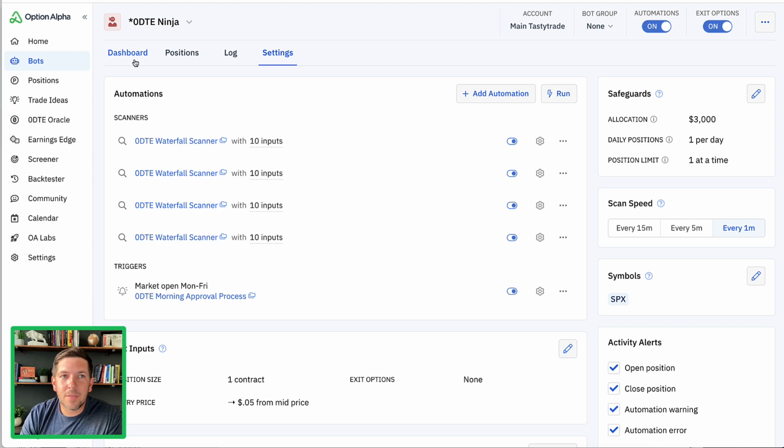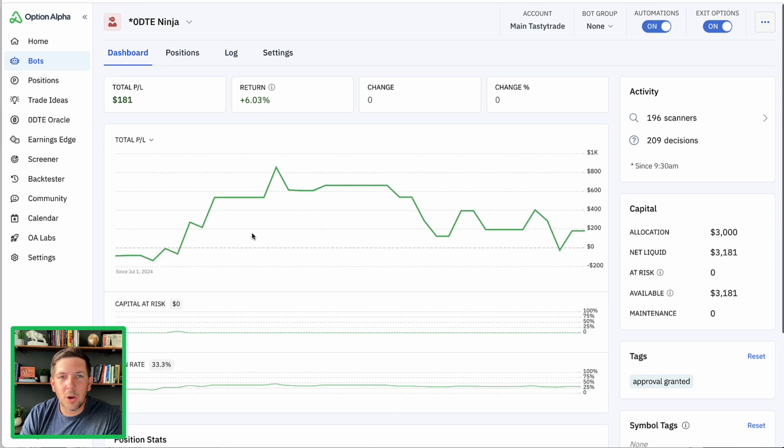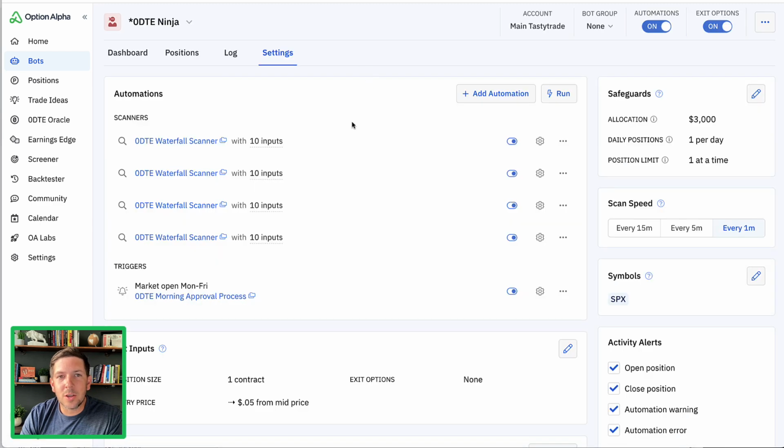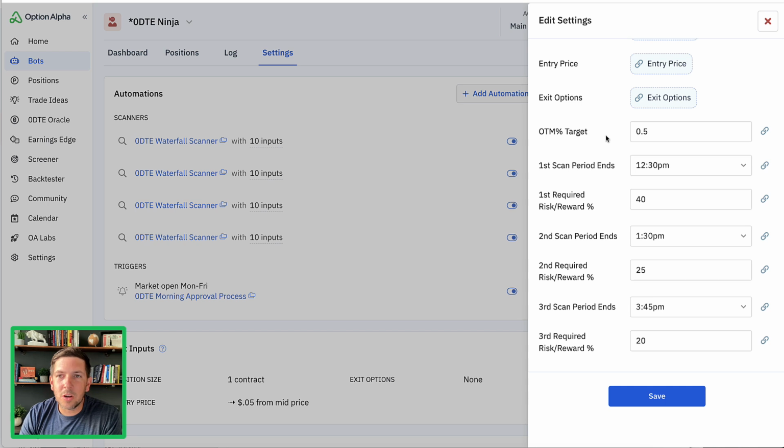So for example, I have what I call my zero DTE Ninja bot, which has entered a couple positions and been doing okay, about 27 positions in total. Essentially, it goes through a waterfall set of scans at different levels out of the money, different percentages out of the money, looking for favorable risk reward entries. The first automation that runs looks at the 0.5% out of the money target. Then at different times during the day, which lines up with the PEG research, it's looking for different reward risk levels that it meets.